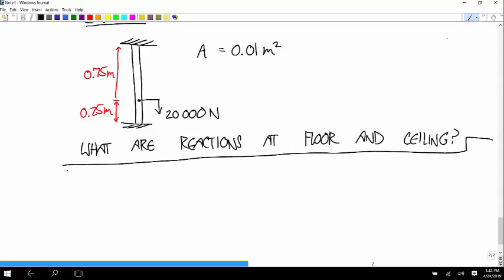Well, the first step is, this is a pretty simple one, and it's not too hard to see, at least when you get some practice with these, that this is statically indeterminate. But like I said, you don't have to see that right off the bat. Let's just start by doing the statics.